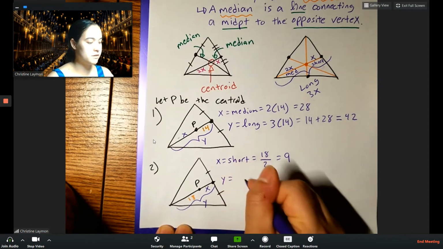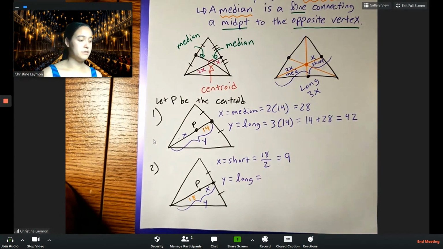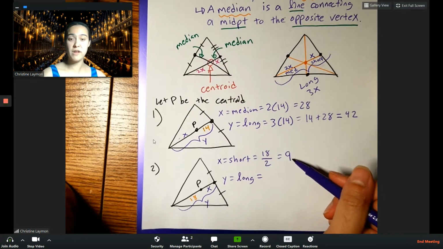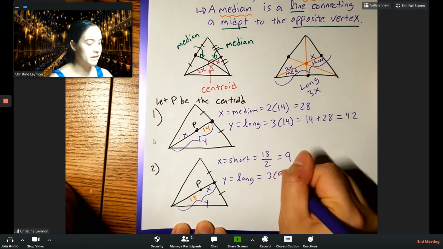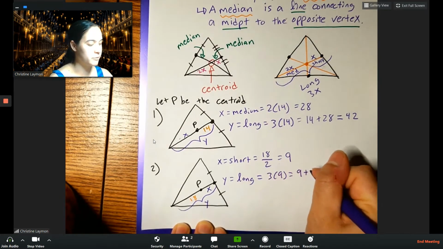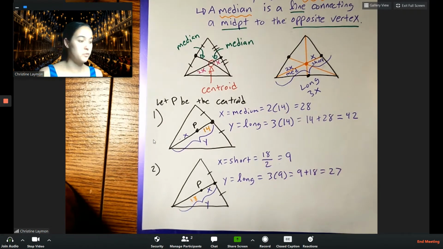In this question, y is still the long, so I can solve it 2 ways. I can do 3 times the short I just found, or I can add together short plus medium. So I can do 3 times 9, or I can do 9 plus 18. Either way, my answer is still 27.